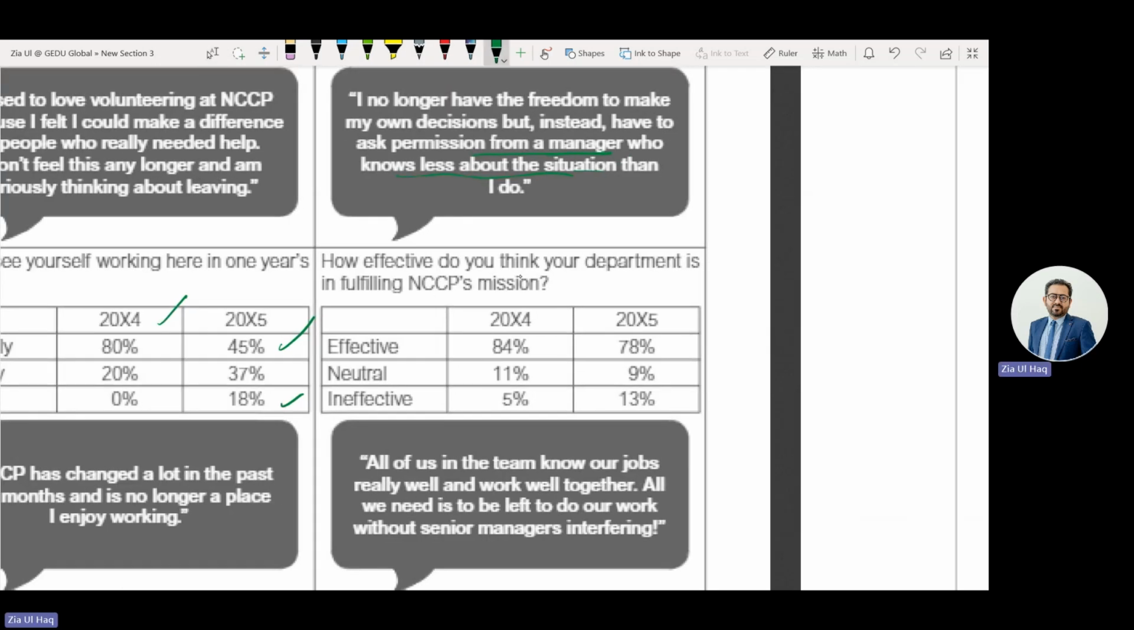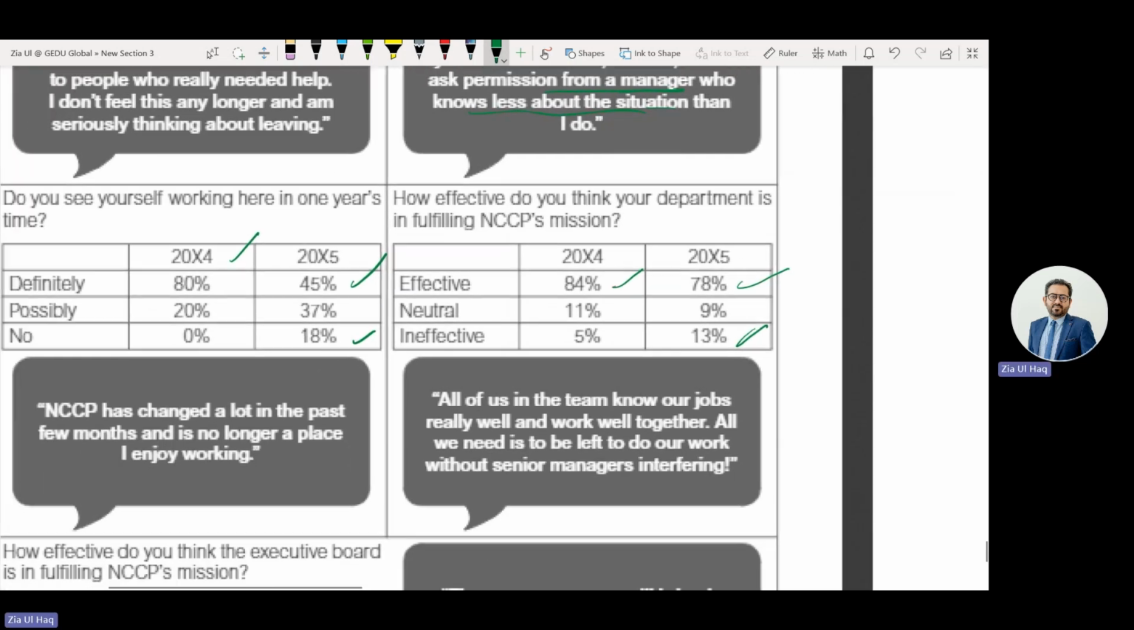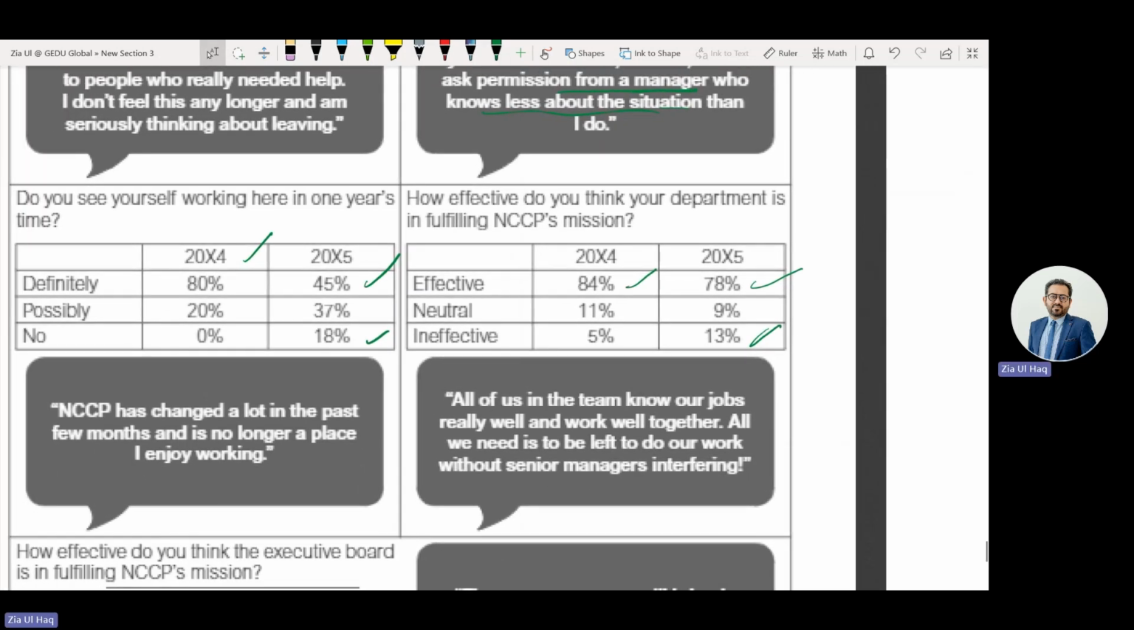How effective do you think your department is in fulfilling NCCP's mission? Previous year, 84% were saying the department is performing effectively. Now 78% show effective and 13% show not effective. All of us in the team know our job really well and work well together. All we need is to be left to do our work without senior management interfering. That's why we are not aware whether the company is focusing on its mission or not.